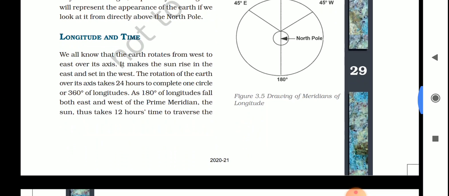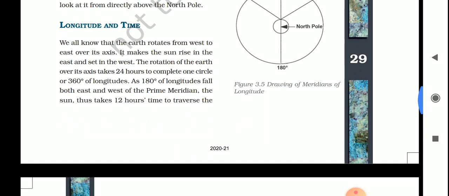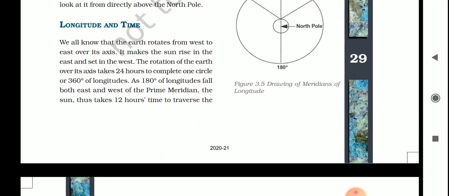Now next is longitude and time. So here students, if we talk about the international date line, it shifts the day. It is the international date line, just opposite to the 0 degree or the Greenwich.